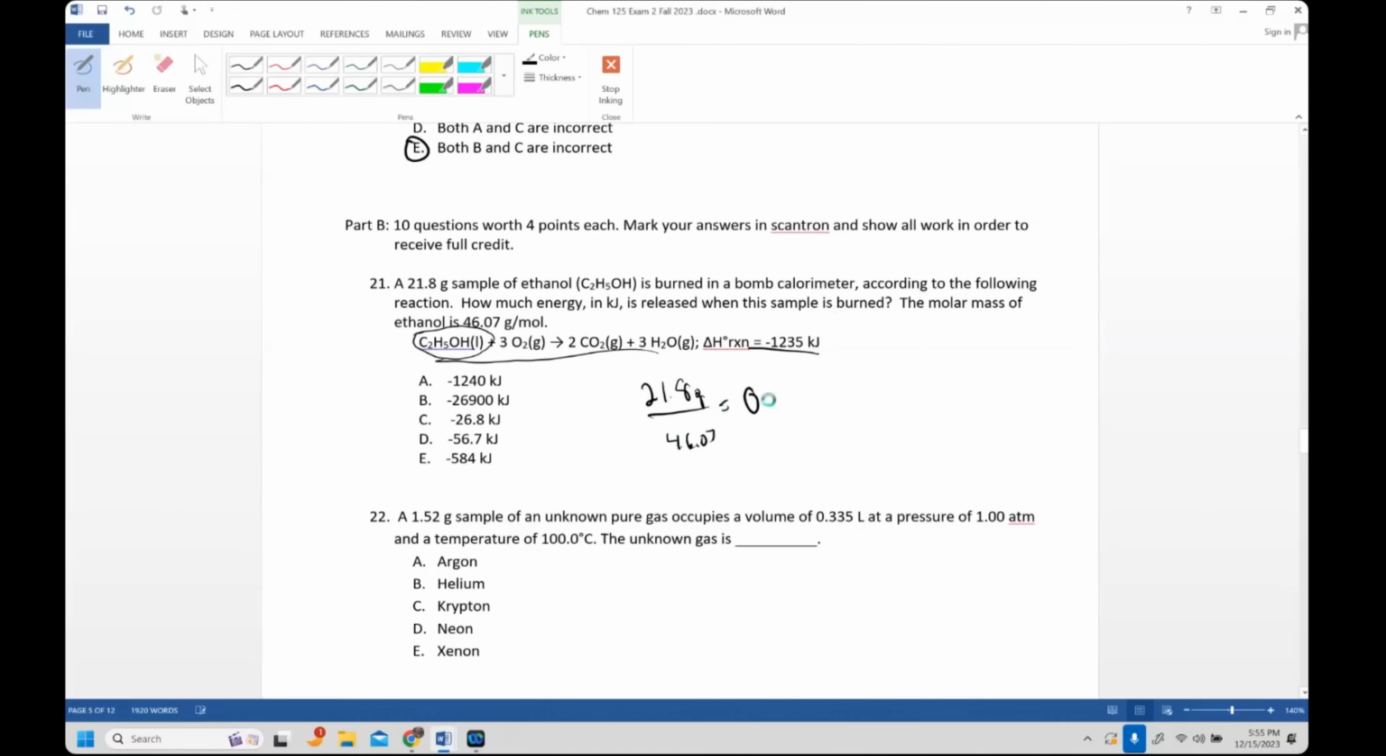This is equal to 0.473 moles. So our sample is 0.47 moles. We know from the given information that 1 mole is negative 1235. So we multiply this by negative 1235, and we get 584. So negative 584. That's E. That's it. Ta-da. That's not so bad.